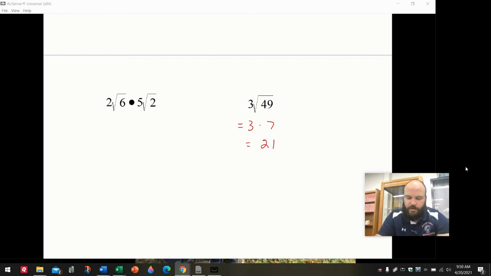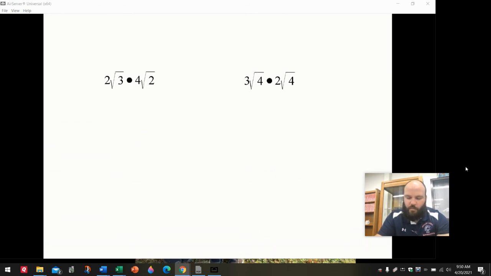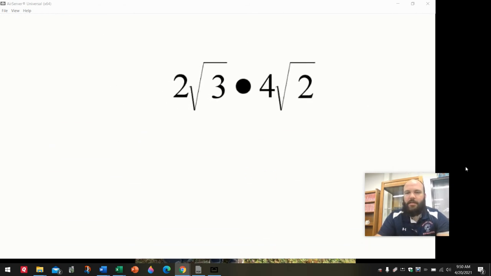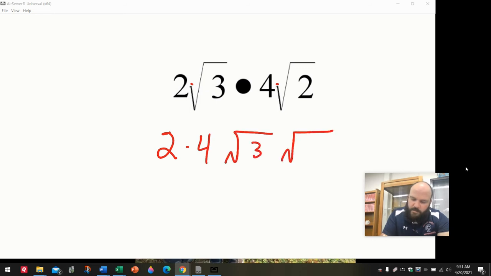Now, I also want to show you an example where you might have more than one number on the outside of the square root. So in this case, we have 2 square root of 3 times 4 square root of 2. And so what you can do is rearrange this a little bit because it's all multiplication, and multiplication is commutative. You can rewrite this so it's 2 times 4 times the square root of 3 times the square root of 2, like that.